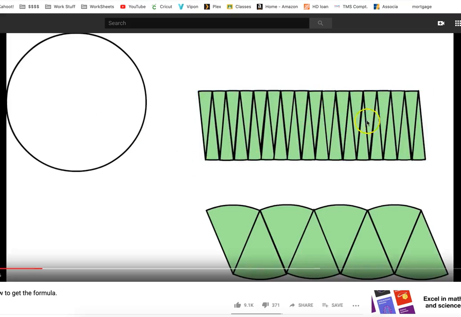Okay, what you notice is, this looks a lot more like a rectangle than this one does. What he did is he cut it into smaller pieces. It appears more like a rectangle.